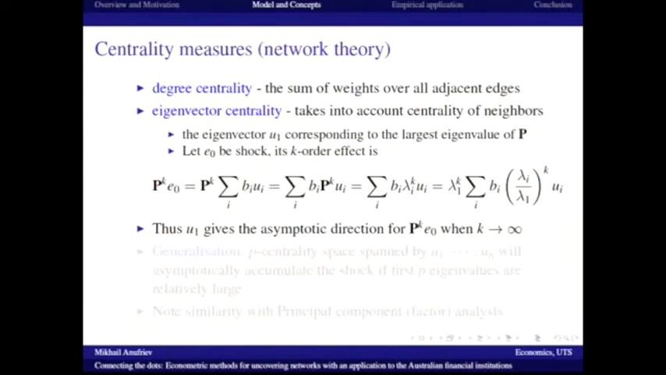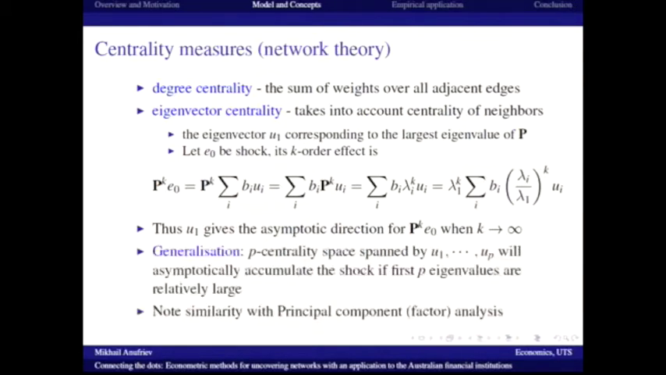So if some entity has a high centrality, it may mean two things at least. On the one hand, it means that if the shock E has a high coordinate for the entity with high centrality, then it should actually have a high effect for everybody else in the future. But it also may mean that this entity will also get a high shock eventually. So again, because we don't know about the causation here, it's hard to interpret, but in principle, this eigenvector would accumulate the shocks at the kth iteration.